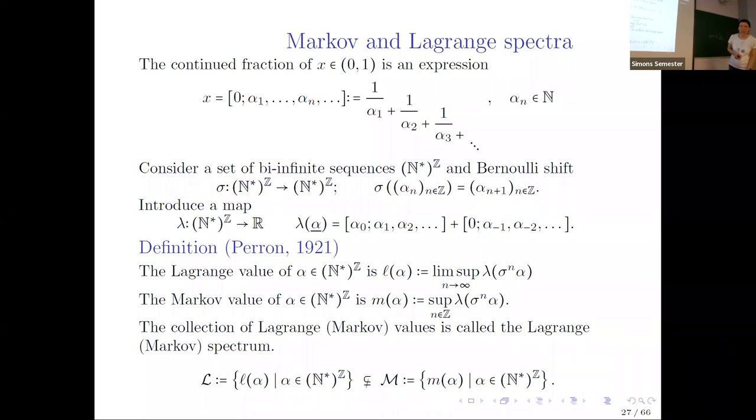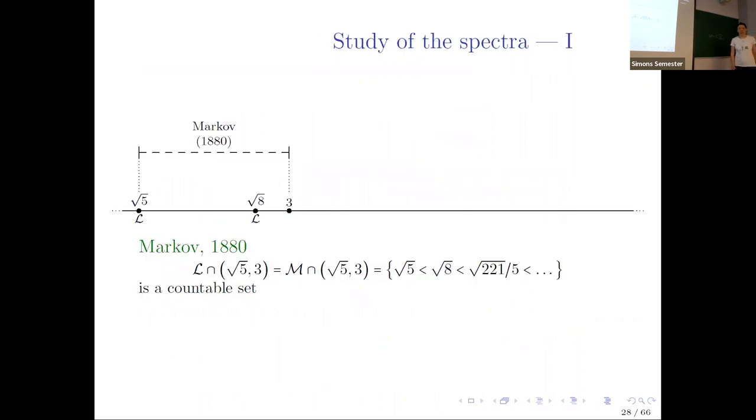It is well known that the Lagrange spectrum is a subset of the Markov spectrum, and both sets are closed subsets of the reals. They have been studied since the middle of the 19th century, and there are a lot of results about them. I'm going to talk about just a few. The first is due to Markov himself, who showed that the Lagrange spectrum below 3 is a discrete set, consisting of quadratic irrationals, and it agrees with the Markov spectrum in this interval.